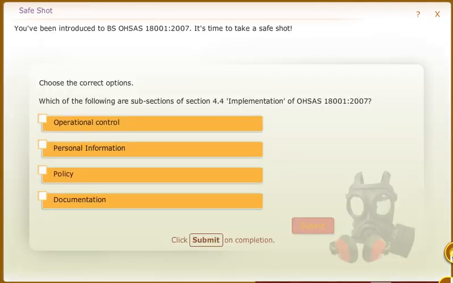You've been introduced to British Standard 18001-2007. It's time to take a safe shot. Choose the correct options. Which of the following are subsections of Section 4.4, Implementation of OHSAS 18001-2007?